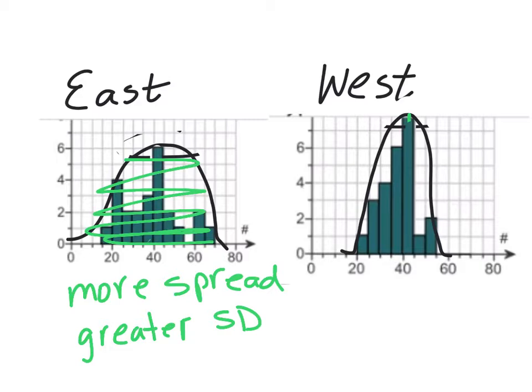So you should select for D the multiple choice option that corresponds to the idea that the East store has a more spread out shape, which means that it's got a greater standard deviation.